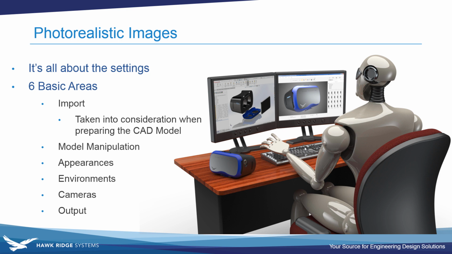And then you'll make settings of your camera. You'll choose the lens. Is it going to be a 70mm zoom lens? Am I going to use a wide angle lens or 50mm? I'll choose depth of field settings. All of that is in the cameras and the environments in Visualize.